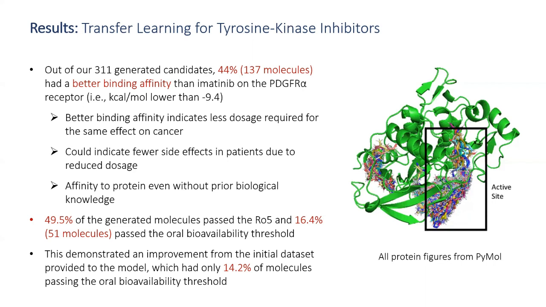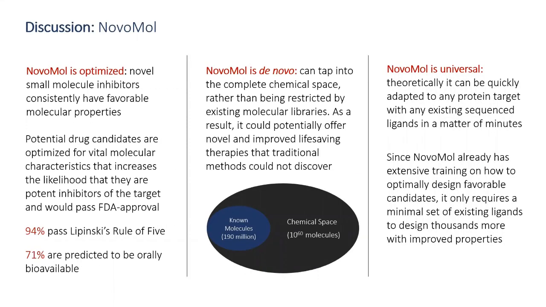Additionally, 49.5% of our generated molecules passed Lipinski's rule of 5, and 16.4% passed our oral bioavailability threshold. And this is vital since not only does NovoMol design drugs to bind to this protein, but it also still focuses on designing drugs with favorable molecular properties that will ensure that these candidates have a higher likelihood of passing the FDA approval process.